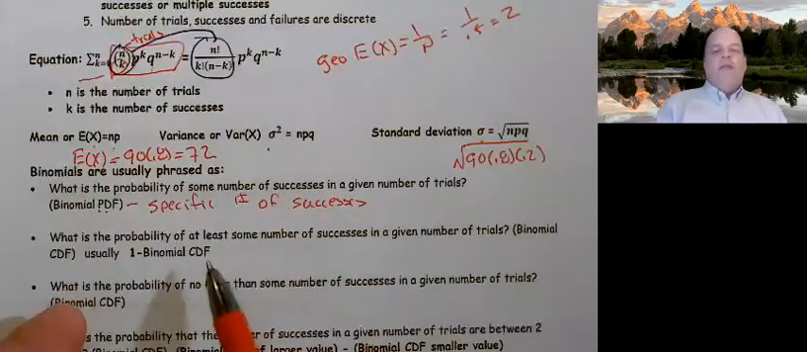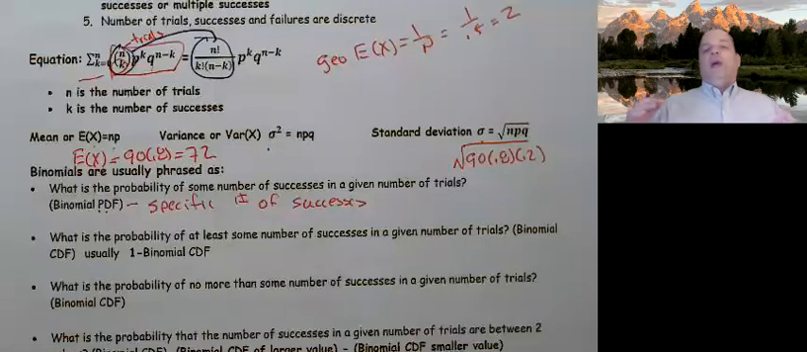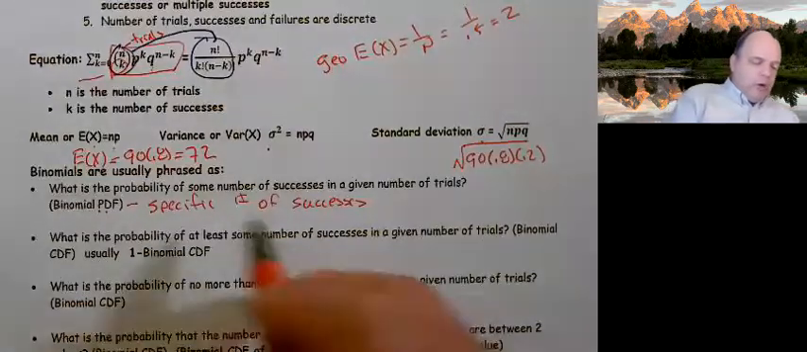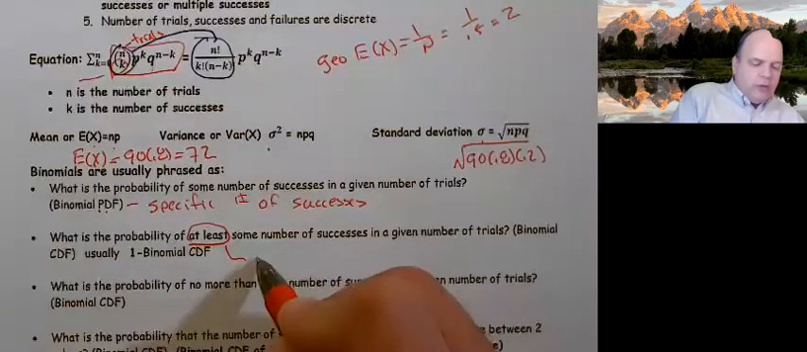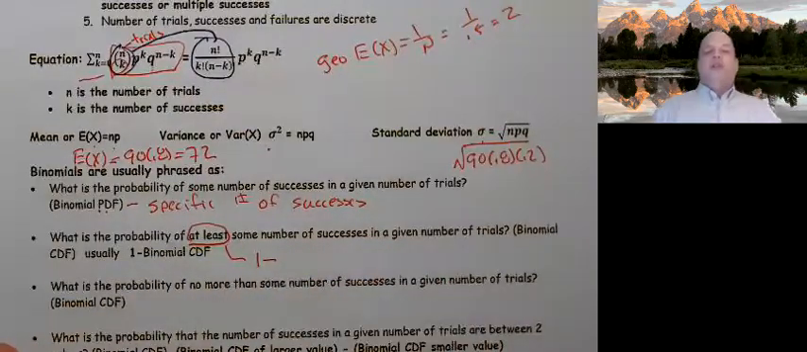A CDF is going to be, we have a specific number of trials, but we want more than one type of success. 3 successes, 4 successes, 5 successes, more than or greater than. And then, of course, we have the at least. Anytime we have at least, that should send shivers up your spine. We know that it's going to be a 1 minus, and we're going to go into some detail on that later.